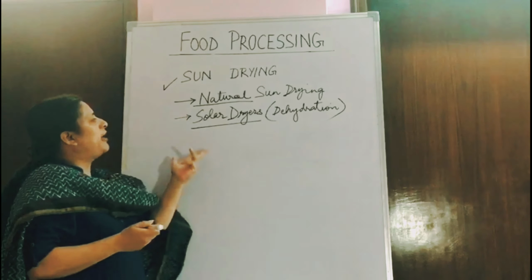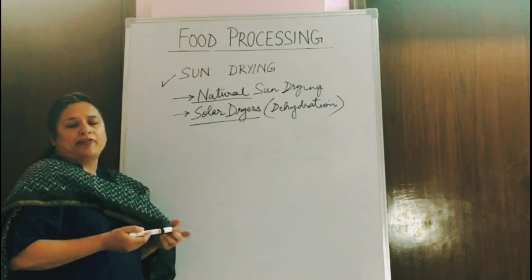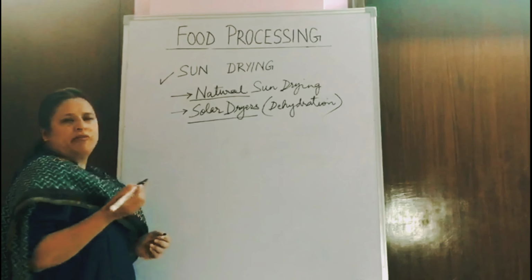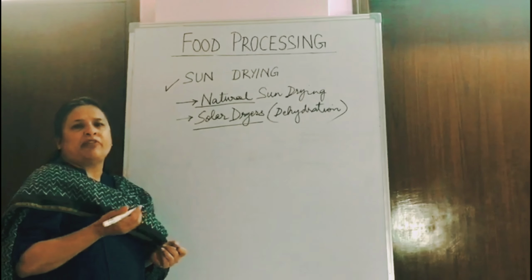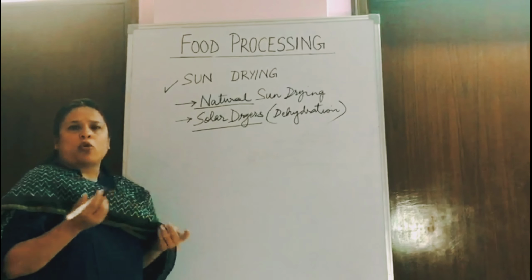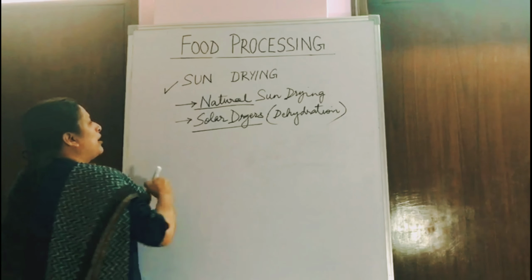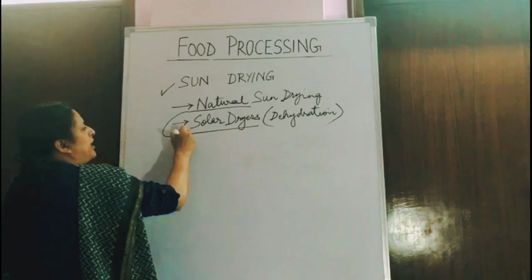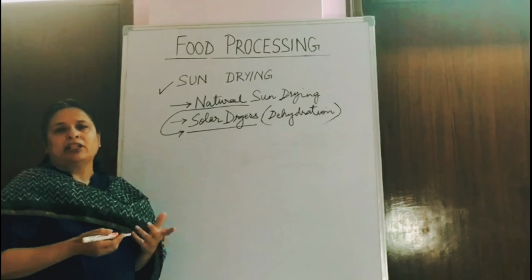Both natural sun drying and solar dryers use natural sunlight as a technique to dry fruits and vegetables, or normally any kind of food product. It can be fish, it can be figs, it can be apricots, leafy vegetables, from cocoa beans to vegetables. Anything can be dried by this technique. But this is a little advanced technique than natural sun drying. Natural sun drying has its own limited disadvantages.